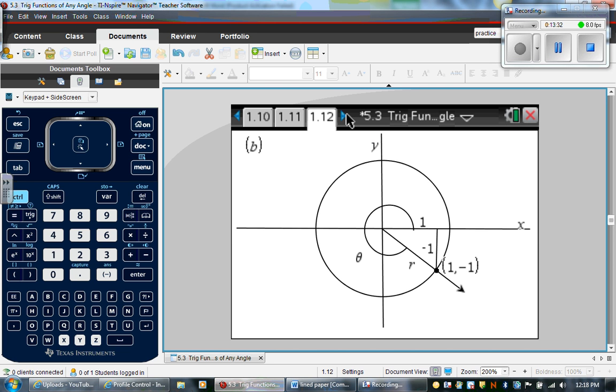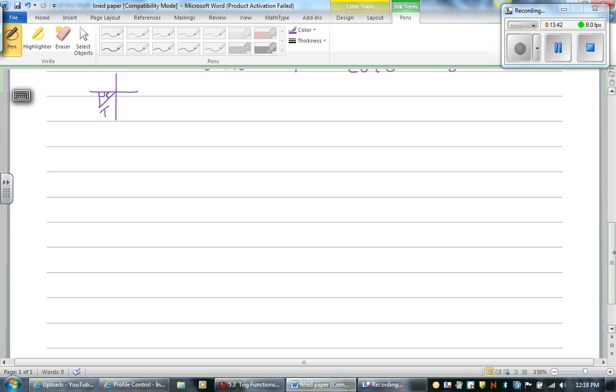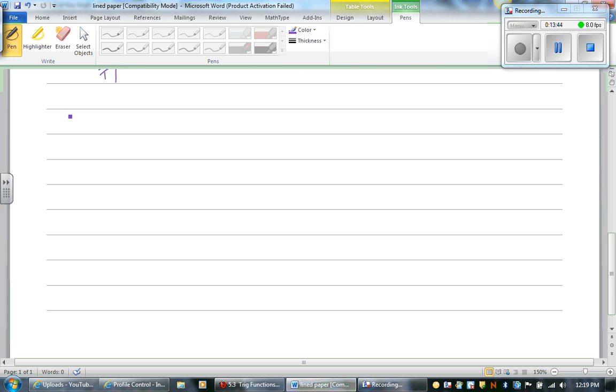Okay, let's try another one. So we've got 1, 1. We need to find my radius. So let's go ahead and do this on the other paper. We know the legs are 1 and 1. We do not know the hypotenuse. So to find that, we have to use Pythagorean theorem.